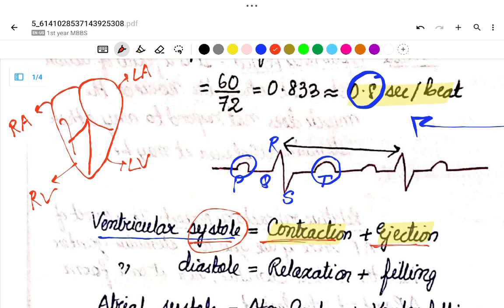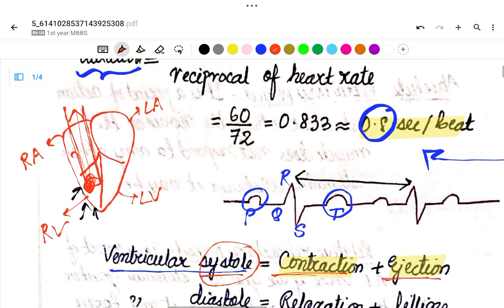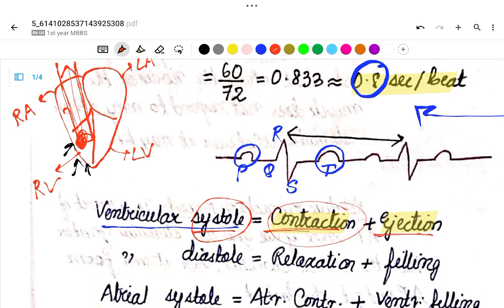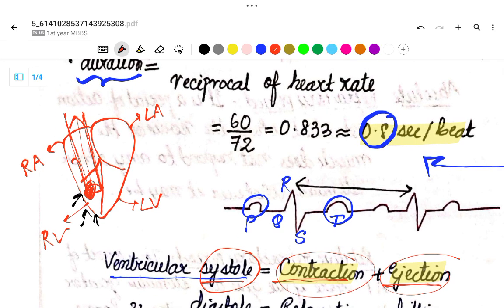That means blood is already filled here, and when the ventricles contract, the blood comes out from this vessel, that is, from the pulmonary trunk. This is the ventricular contraction plus ejection. Not only the right ventricle, the left ventricle also contracts at the same time. When the right ventricle contracts, blood comes out from the pulmonary trunk to the right and left lungs.